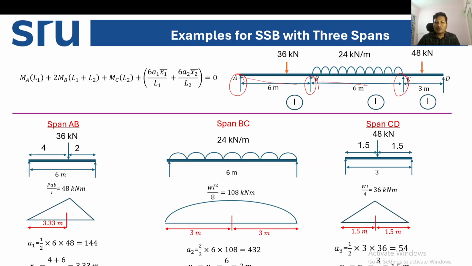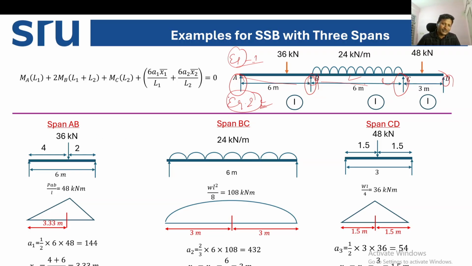If we have four supports, like a three span beam, how many equations do we have to write? One equation we'll write for span A, B, and C. Another equation we'll write for span B, C, and D. So two equations we'll write while solving this example by using three moment equations. But all the procedures are similar to what we discussed in the previous class while solving two span problems.